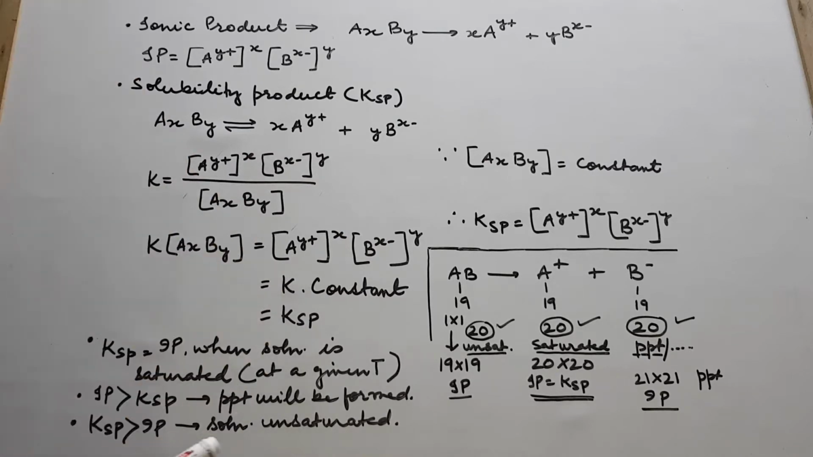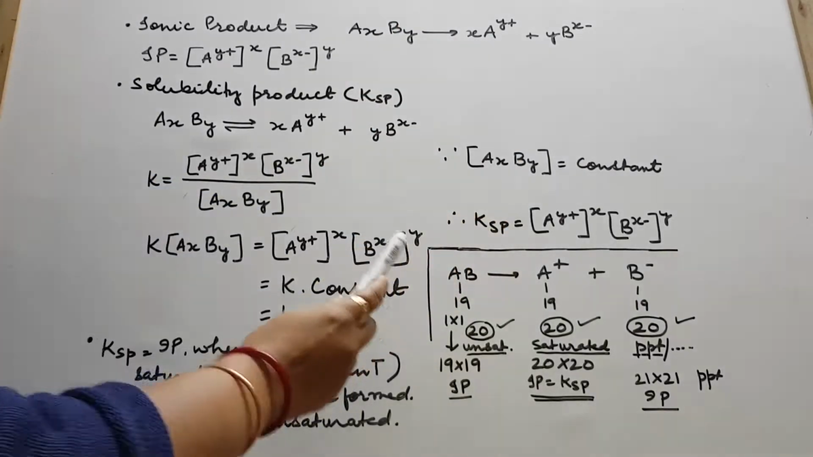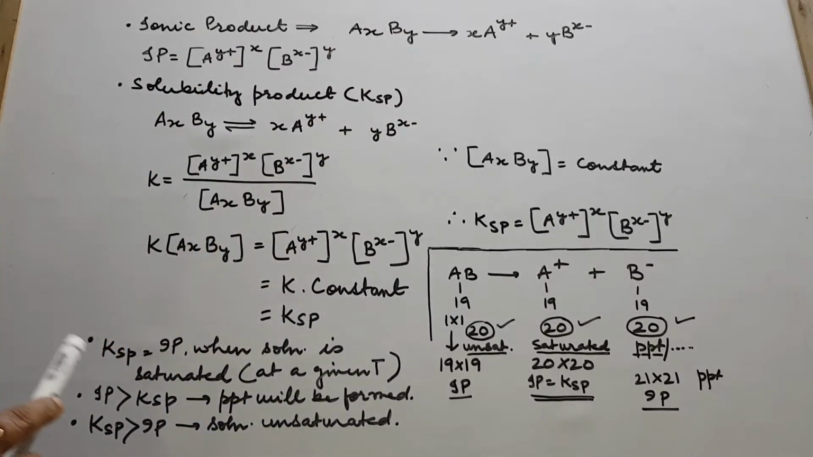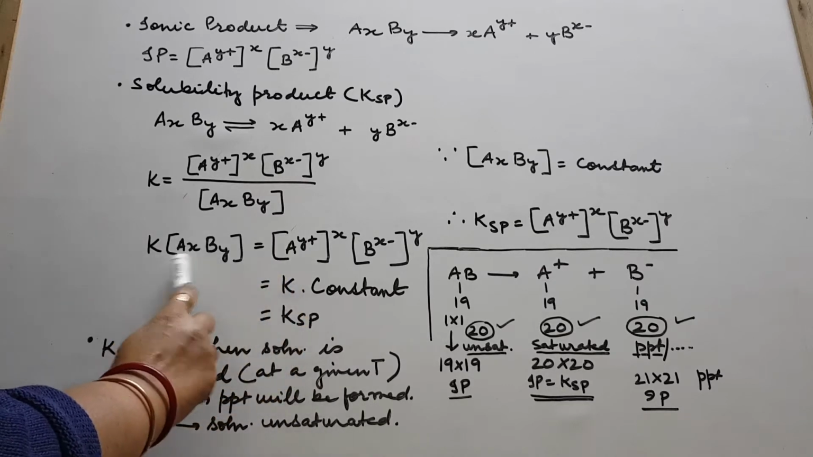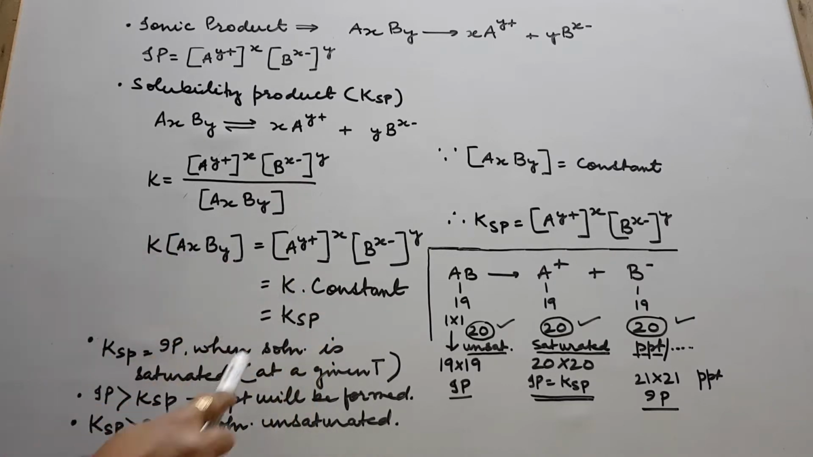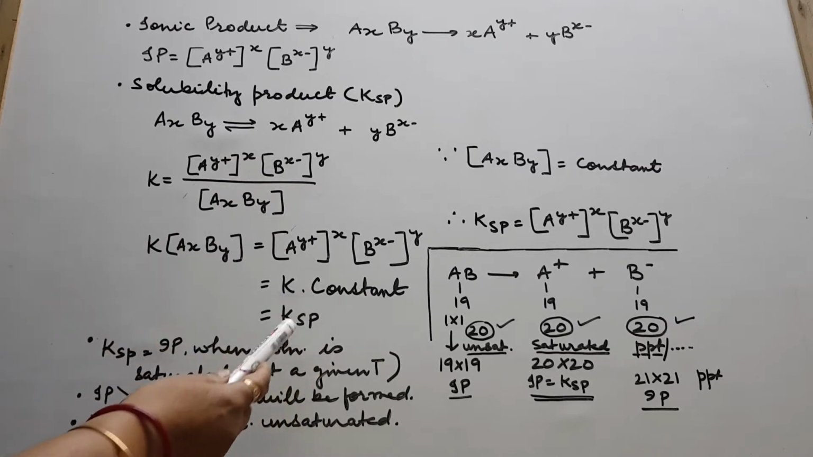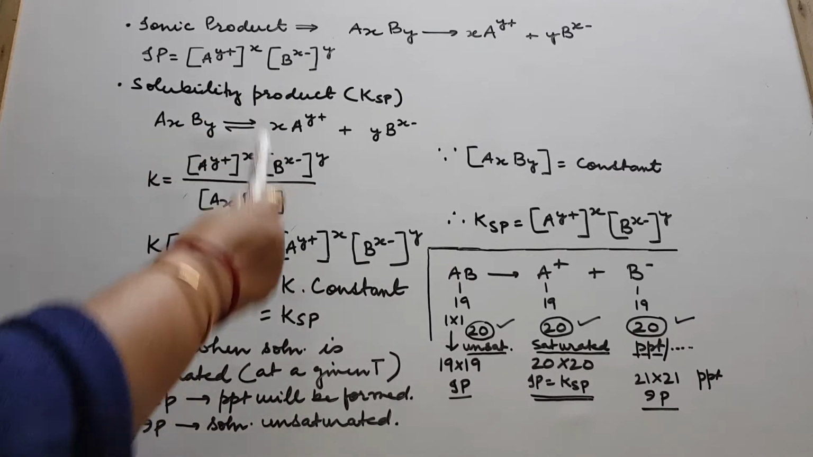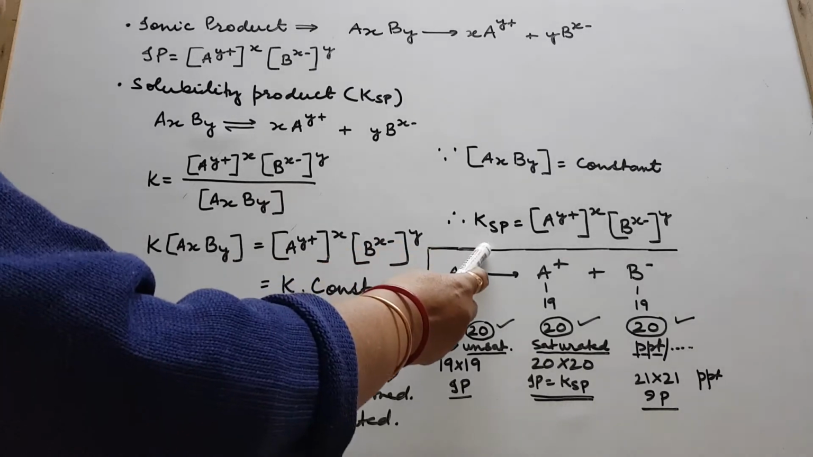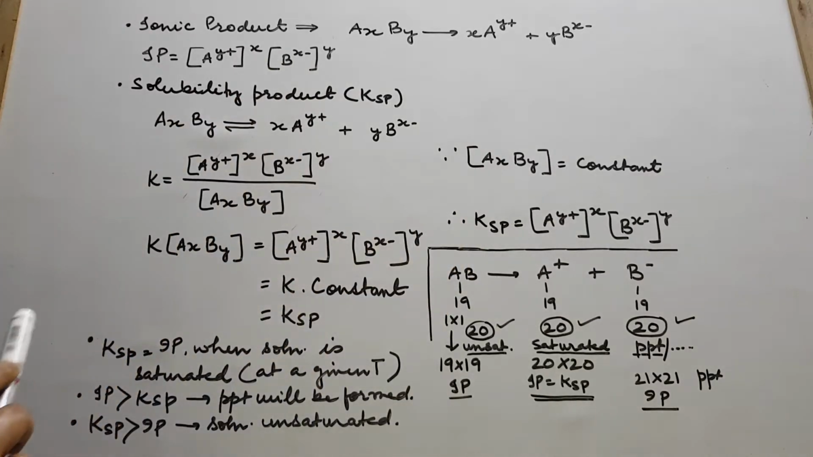Now since it's a weak electrolyte in dilute solution, within practical limits the concentration of AxBy remains almost constant. Hence, we can call it K constant. This is given a new name, a new term, Ksp. K stands for constant, Sp means solubility product. So solubility product is [A]^x [B]^y, which was the same as your ionic product.